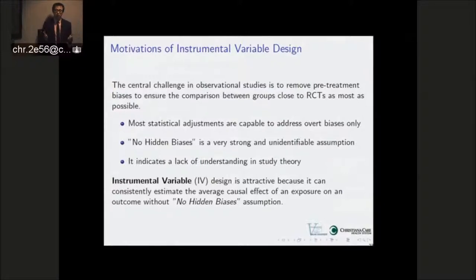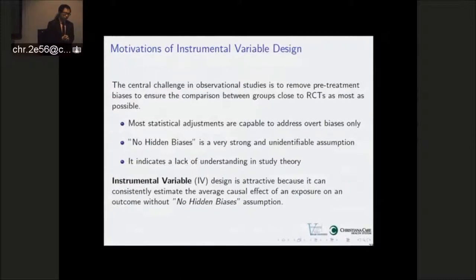Since we don't know what variable could fundamentally affect the outcomes, they have to claim the so-called no hidden bias assumption in most statistical adjustments. No hidden bias is a very strong assumption since it cannot be identified empirically. So we don't even know whether some hidden bias exists or not. Sometimes we don't have enough knowledge, or we don't have a good theory to detect this hidden bias.